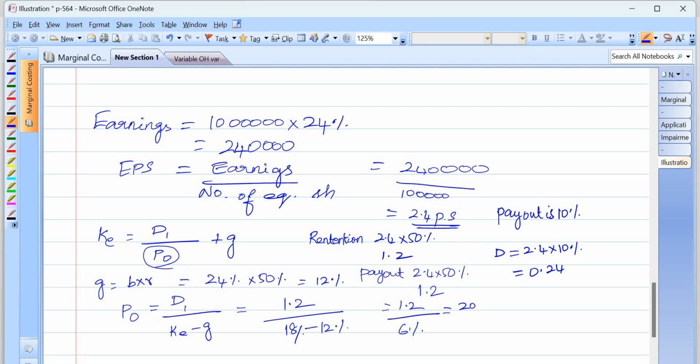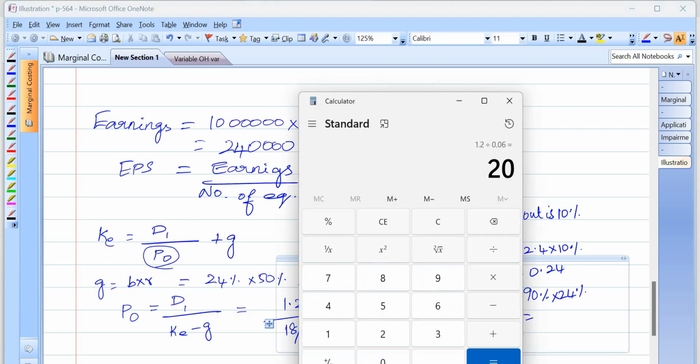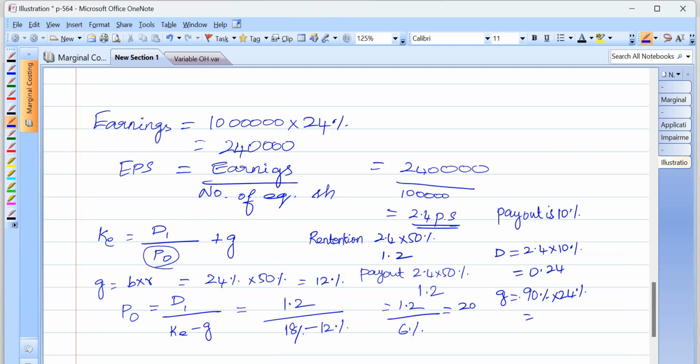So what will be my growth then? G is equal to B into R. B is nothing but 90 percentage. So retention is 90 percentage into R is 24 percentage. So 24 into 0.9. So 21.6 percentage is my growth. Fine. What will be my P0?